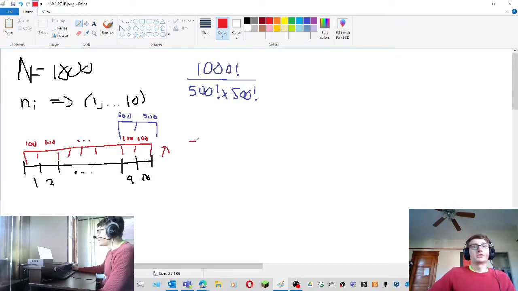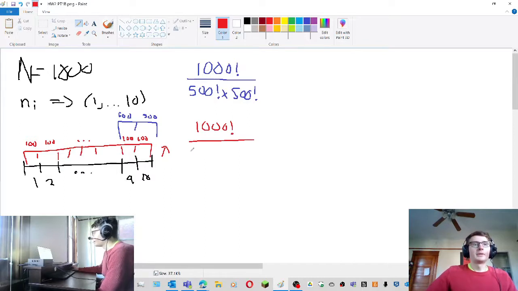Now, for the red distribution, which has a higher entropy, there's still 1,000 total students, so I would take 1,000 factorial. But then on the bottom, there are a lot more bins, so it's going to be 100 factorial times 100 factorial times 100 factorial times 100 factorial, and so on.